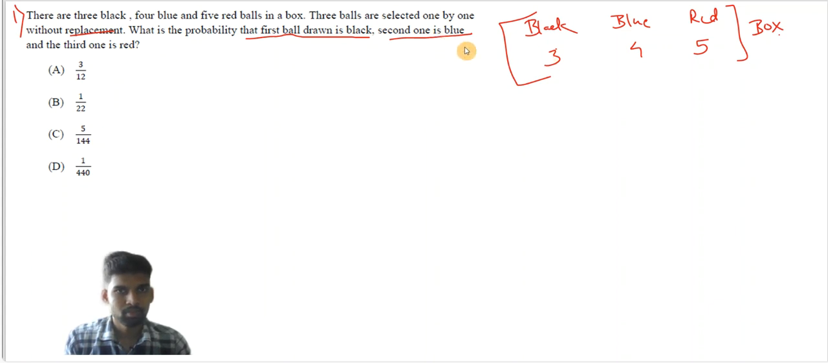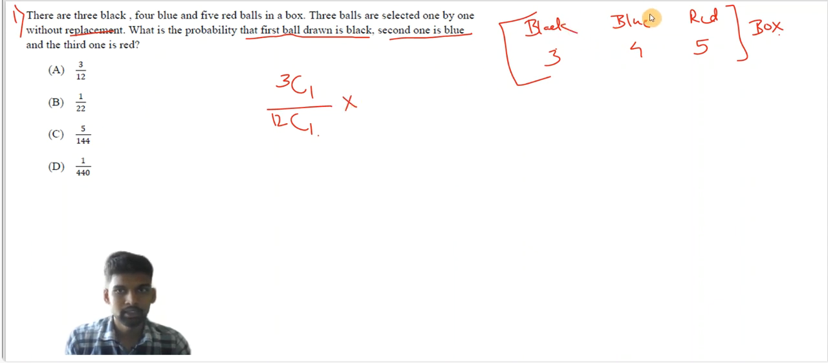So we will assume that each event is independent, since we are drawing one by one without replacement. We first select a black ball, so we have 3C1 possibilities to select one black ball out of 3 black balls. And how many total balls are there? 3 plus 4 plus 5 is 12. So out of 12C1 total possibilities, we have 3C1 possibilities of getting a black ball.